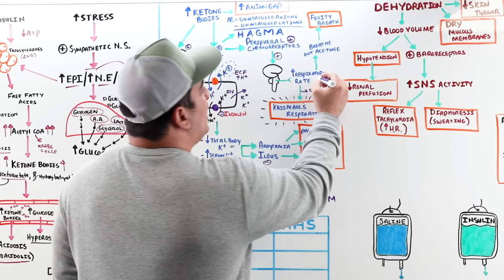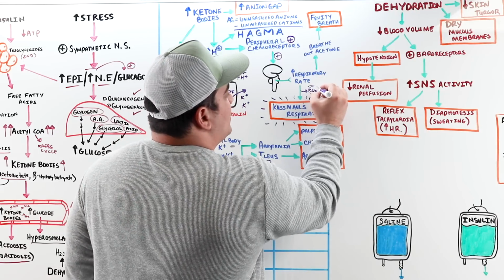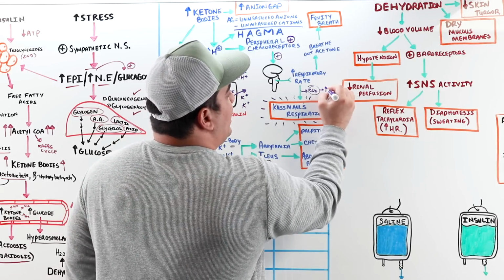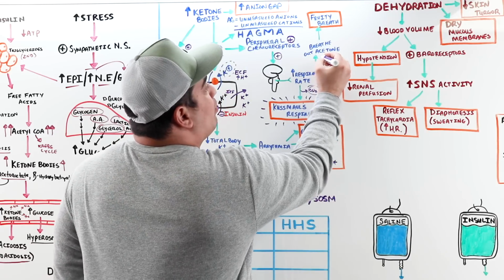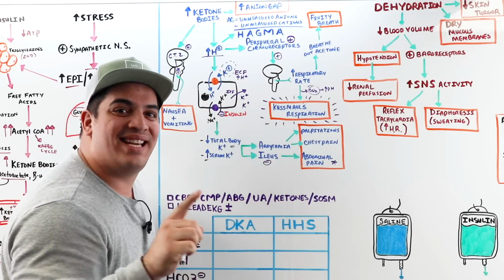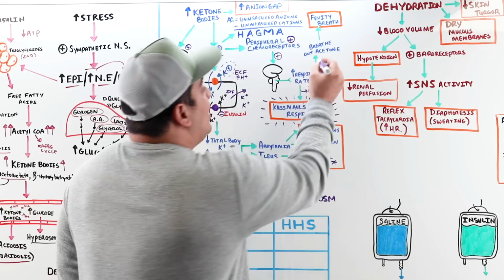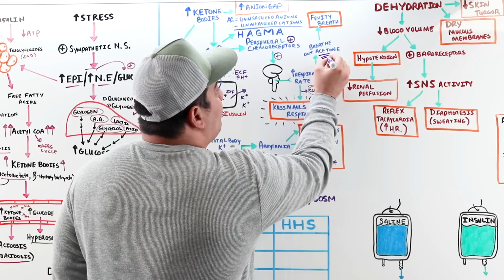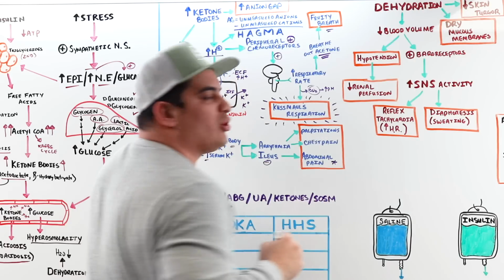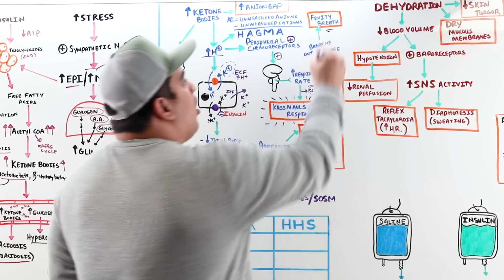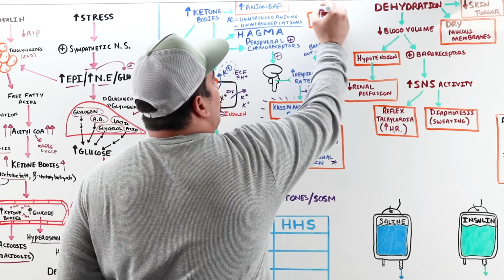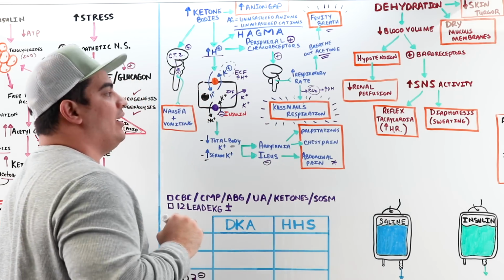The other thing is not only are you trying to breathe off CO2 to try to bring the pH back up, but you're also breathing off that acetone from the acetoacetate. Remember that ketone body that breaks down into acetone? This acetone, as you breathe it off, gives off a particular smell or odor, which we call a fruity breath odor. And this is extremely high yield as well.